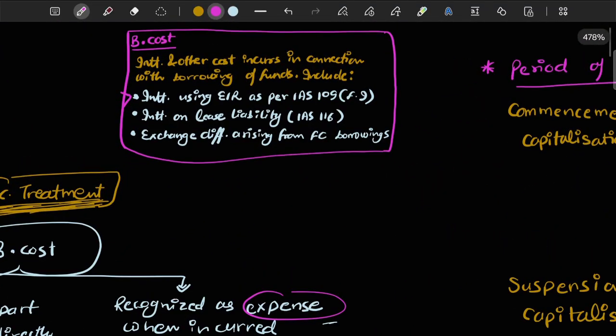So what is borrowing cost? Interest and other cost incurred in connection with borrowings of funds include interest using EIR as per Ind AS 109, interest on lease liability, exchange difference arising from foreign currency borrowings.